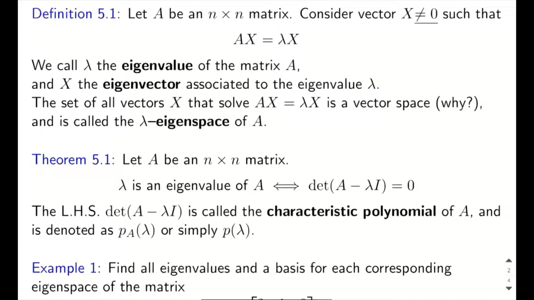Theorem 5.1. Let A be an n by n matrix. Then lambda is an eigenvalue of A if and only if the determinant of A minus lambda I equals 0. This is a very nice theorem because it allows us to compute the eigenvalues for A. After we know the eigenvalues, we can substitute them into this equation and solve for x. If you compute the determinant of A minus lambda I, the left-hand side gives you a polynomial, called the characteristic polynomial of the matrix A, denoted P_A of lambda, or simply P of lambda when there is no need to be clear about which matrix we are considering.